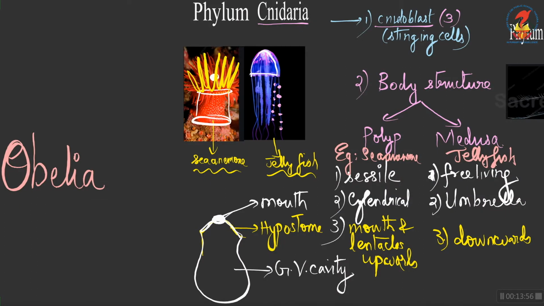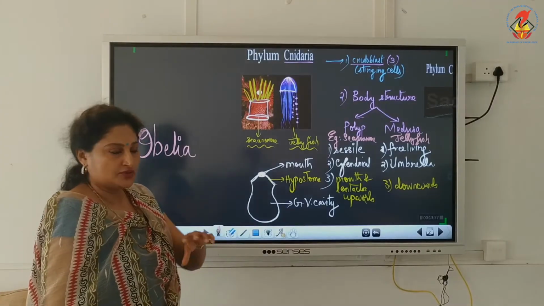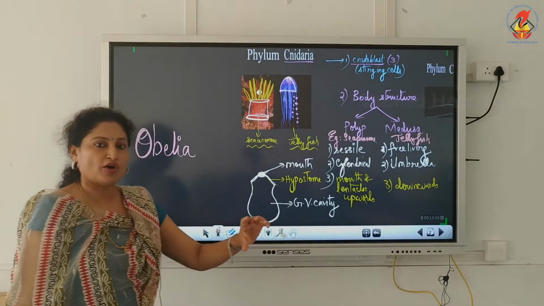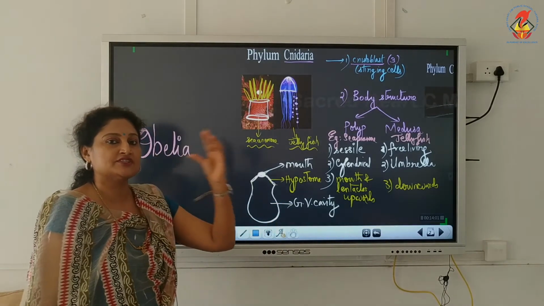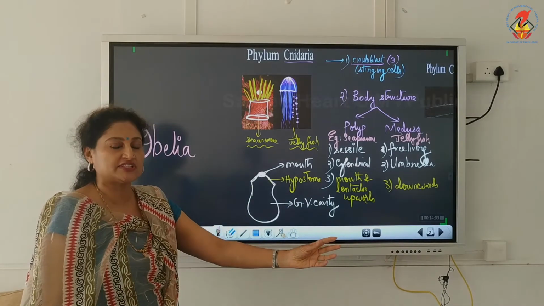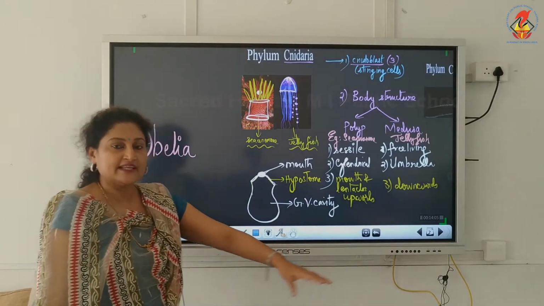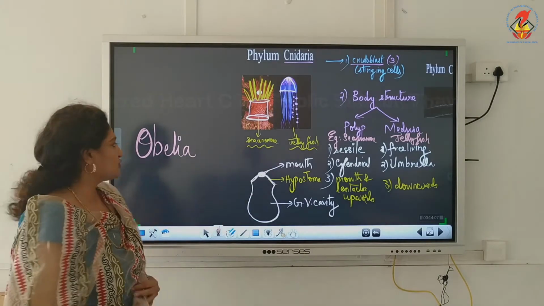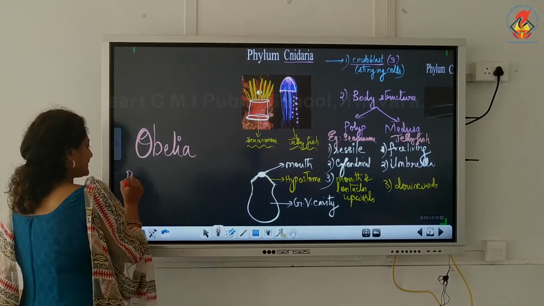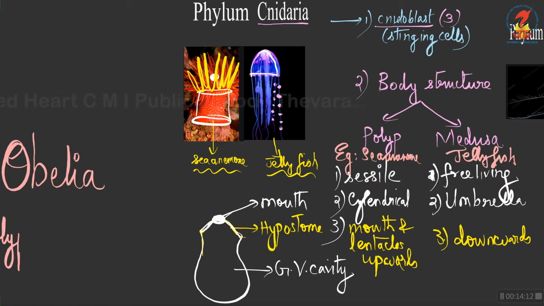Obelia exists in both the forms. During one generation it exists in polyp form, then the polyp gives rise to the medusa. So during the next generation it exists in medusa form. Then it is a turn to become the polyp. So you can see the polyp has both the forms in its life cycle, the polyp and the medusa. In both forms it exists, but these two forms do not coexist.